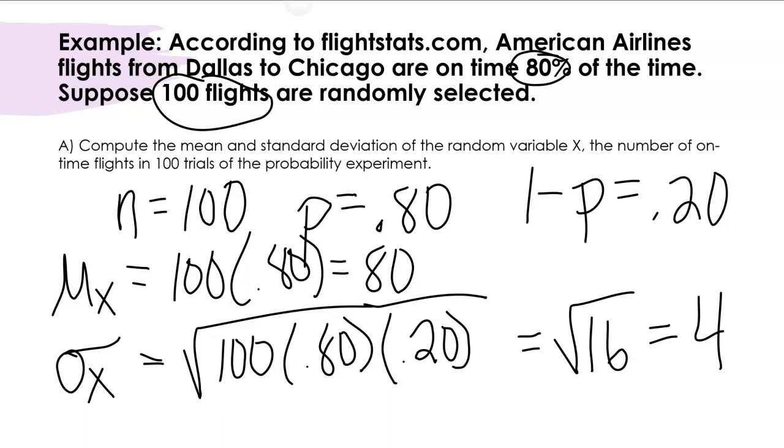So remember that's a measure of spread. Well, not completely how far spread out, but it kind of gives you an idea of the spread of the data, all right? So that is how you would calculate the mean and standard deviation. You would just use those simple formulas. Mu of X is equal to N times P, and sigma X is equal to the square root of N times P times 1 minus P.